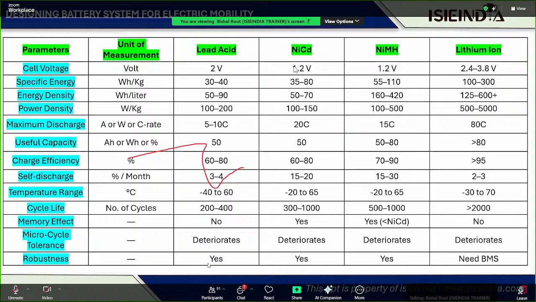And the last one is robustness. Lead acid, nickel cadmium and nickel metal hydride are robust in normal conditions. They don't require any kind of battery management. But the lithium ion battery highly requires a battery management system, without which it will not work properly.